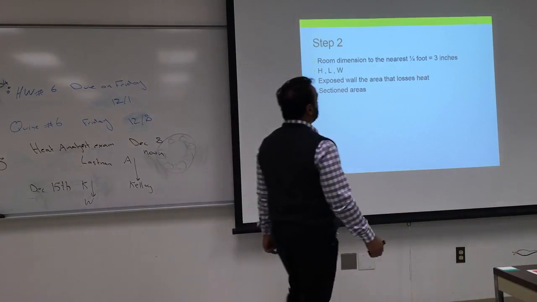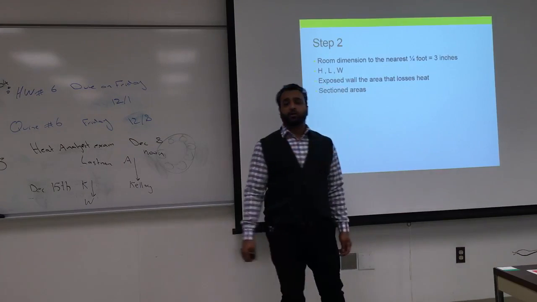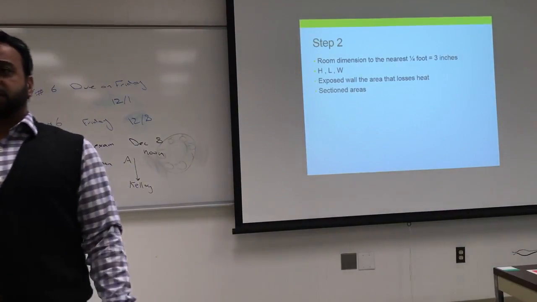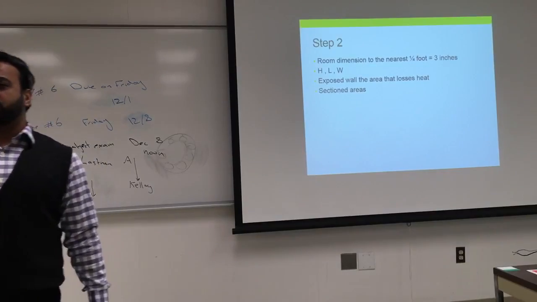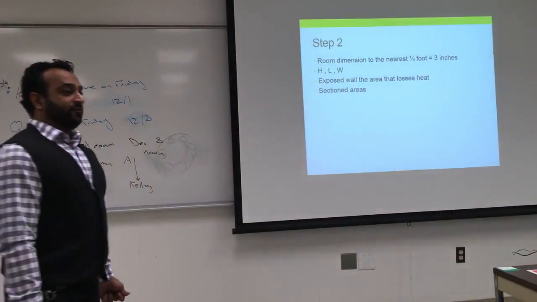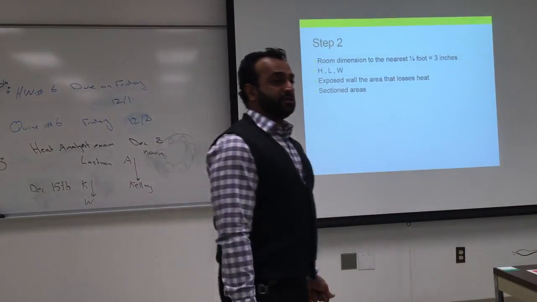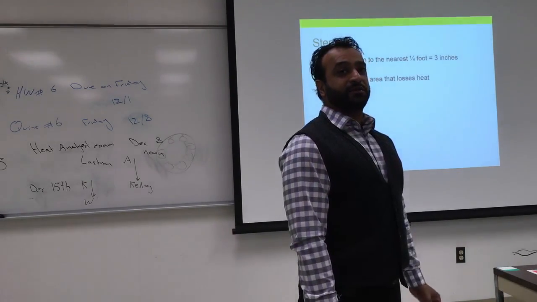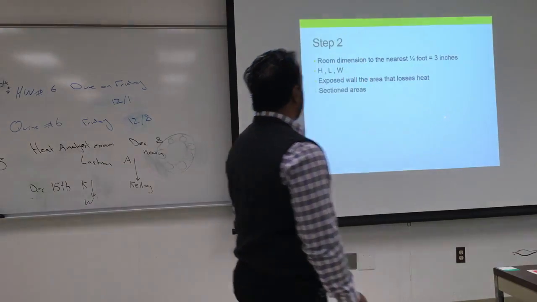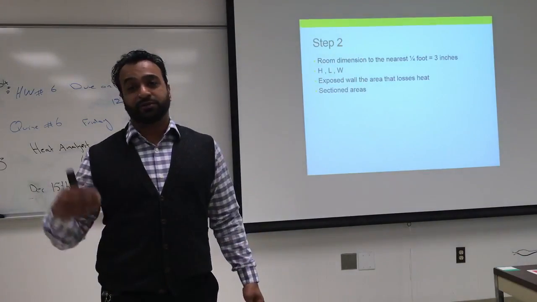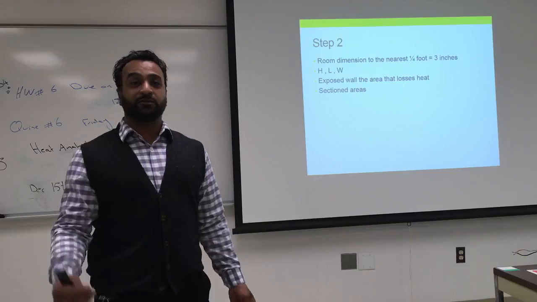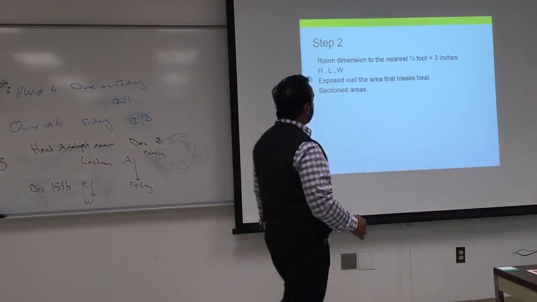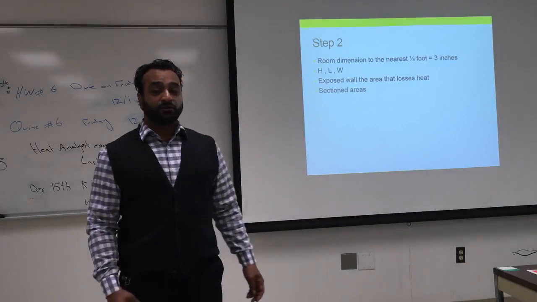Step 2, we get the room dimensions to the nearest 1/4 of a foot, which is 3 inches. 1 foot is 12 inches, so anything up to 3 inches is 1/4 of a foot. So if we have 10 feet and 4 inches, that's 10.25, which always confuses me, but you get used to it after a while. And when in doubt, always overshoot a little bit. It's better than to underestimate.